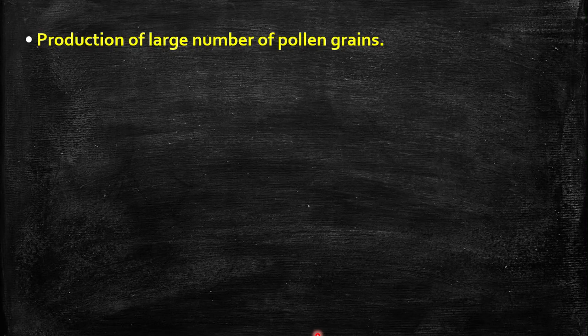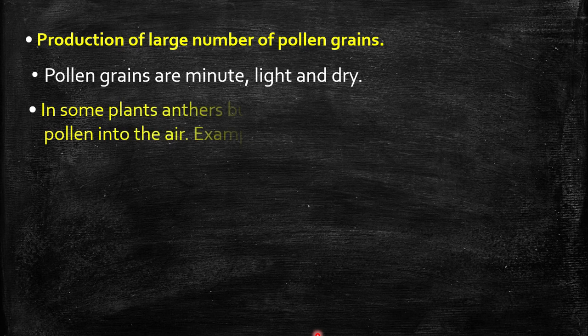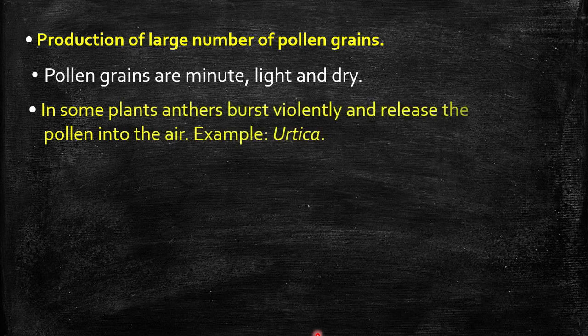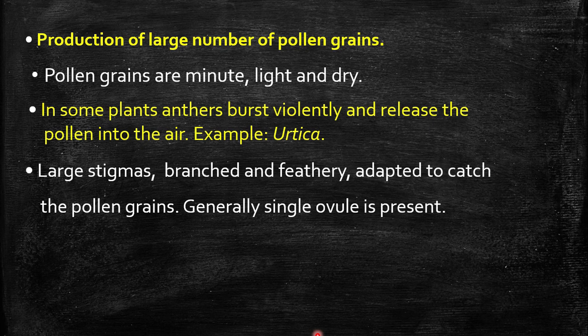There is production of a large number of pollen grains, since it is a chance event. Then only does it require an enormous amount of pollen. The pollen grains are minute, light, and dry. In some plants, anthers burst violently and release the pollen into the air, for example Triticeae. The stigma is large, branched and feathery, adapted to catch the pollen grains, and generally a single ovule is present.